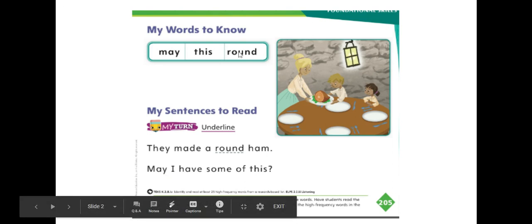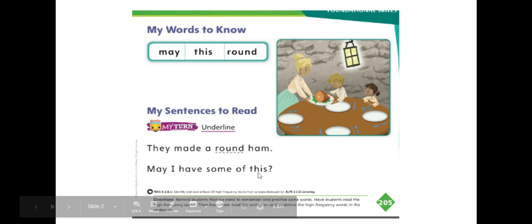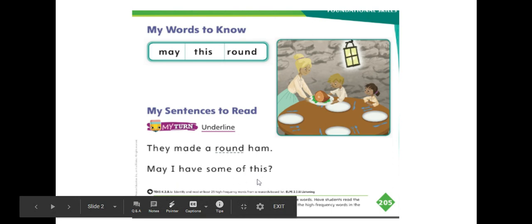Now the sight word we haven't found is this. Let's look for the word this. And here it is. T-H-I-S, this. Two sight words in one sentence. May I have some of this? Great job. Now for extra work, you can actually make your own sentences with the sight words. There's some space under the picture of the workbook. You can try practicing writing the sight words and making a sentence with a sight word. So there's some work for you there.